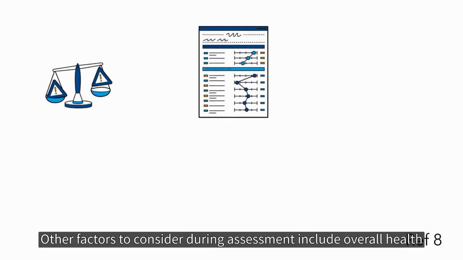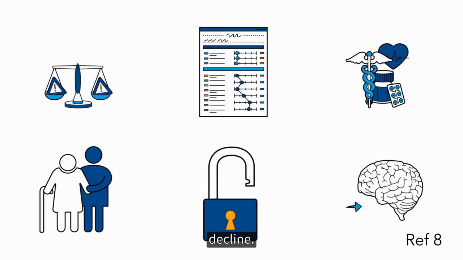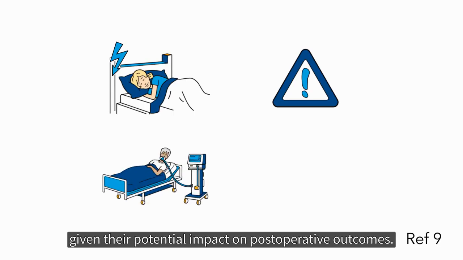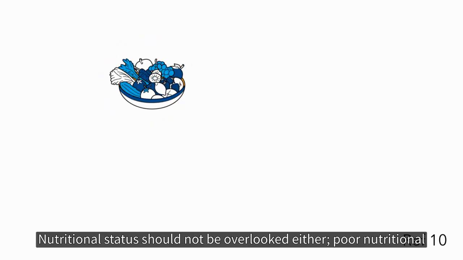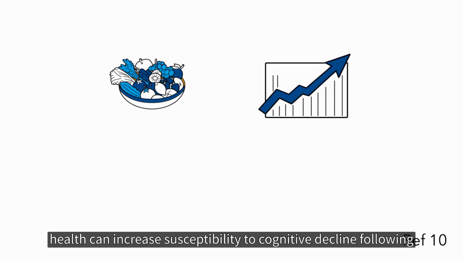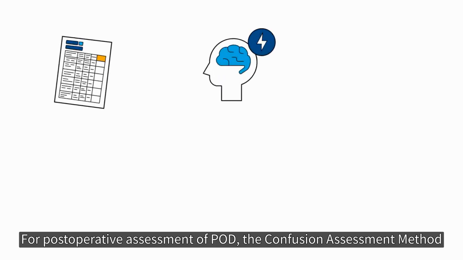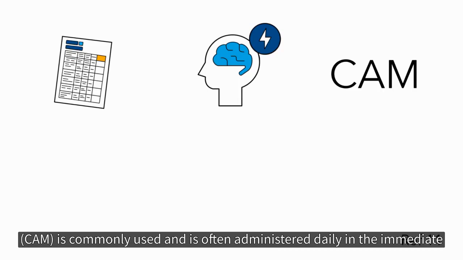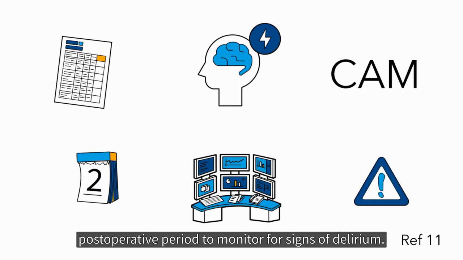Other factors to consider during assessment include overall health status and frailty, as these can influence vulnerability to cognitive decline. Screening for sleep disorders such as sleep apnea is also important, given their potential impact on postoperative outcomes. Nutritional status should not be overlooked either. Poor nutritional health can increase susceptibility to cognitive decline following surgery. For postoperative assessment of POD, the Confusion Assessment Method, CAM, is commonly used and is often administered daily in the immediate postoperative period to monitor for signs of delirium.